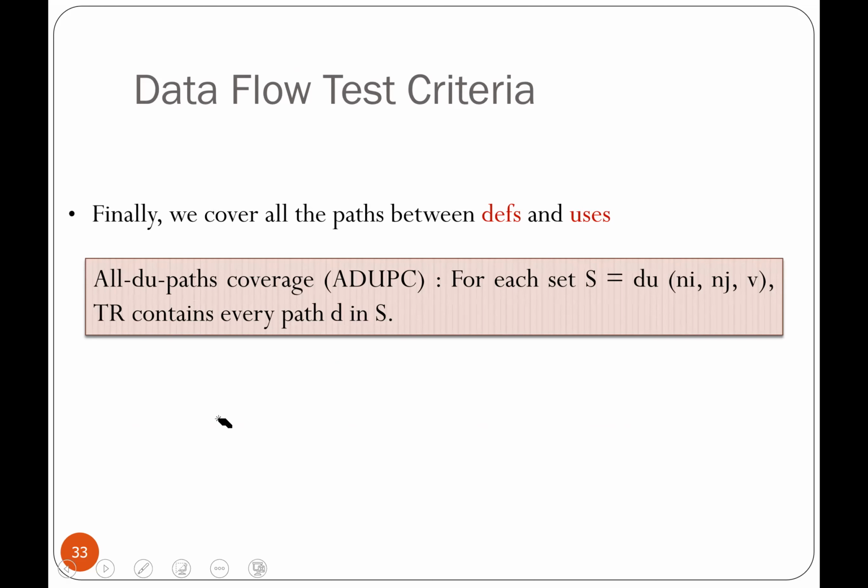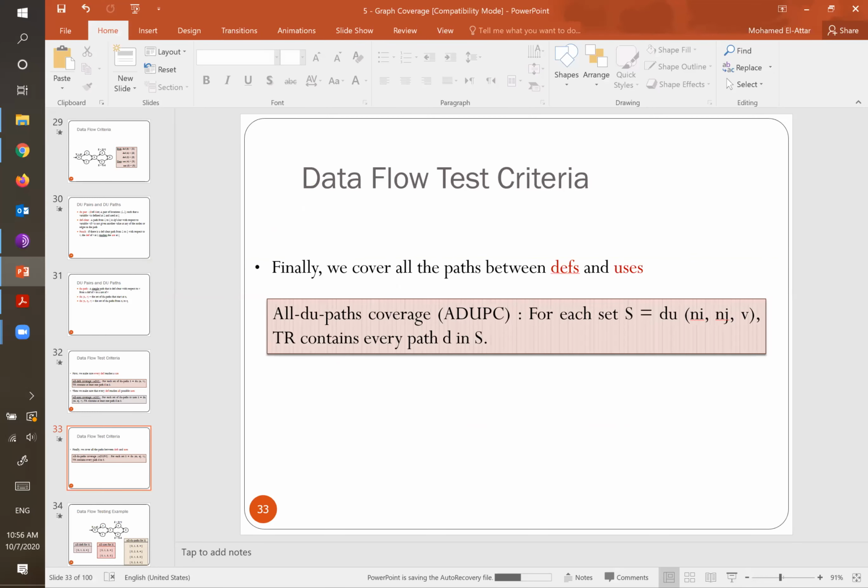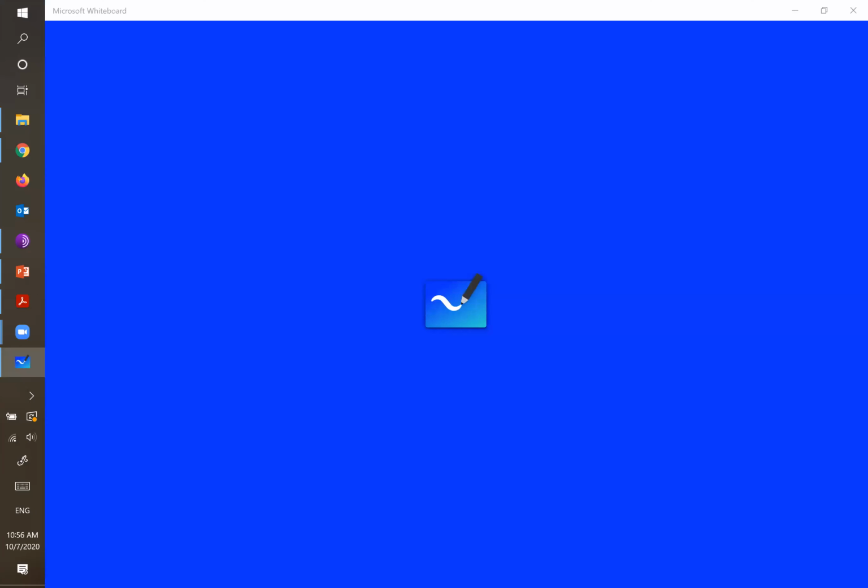So I'm gonna pause here for a second. Let me go do the whiteboard first, and then I'll do the screen share because I keep forgetting this every time.